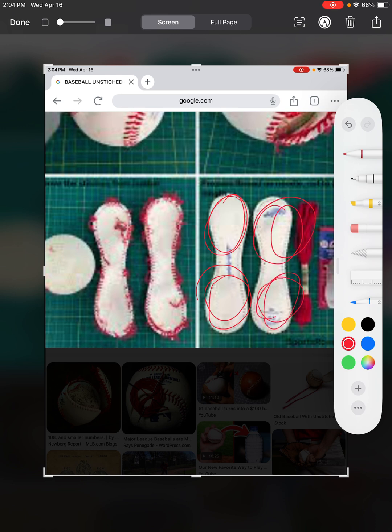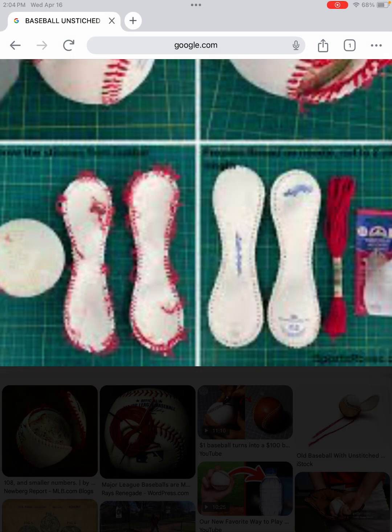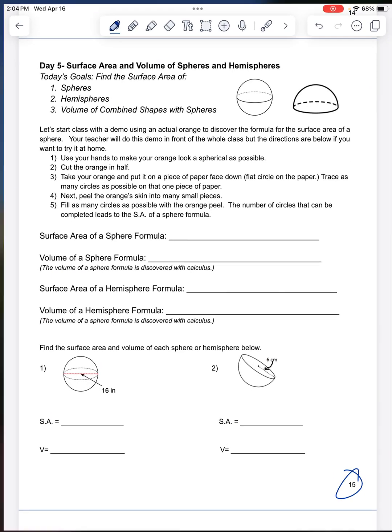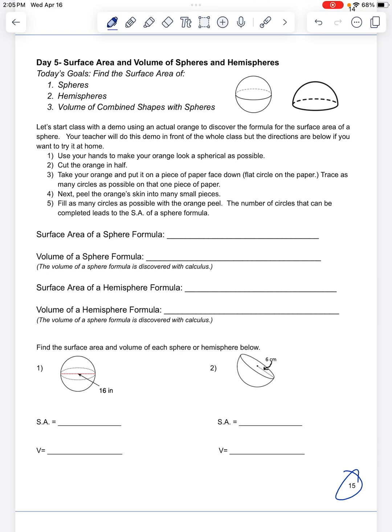How do you find the area of a circle? It's pi r squared. To find the surface area of a sphere, it's 4 pi r squared. To find the volume of the sphere, since volume is cubic units, I cube the radius, but I multiply it by 4/3. So it's 4/3 pi r cubed.